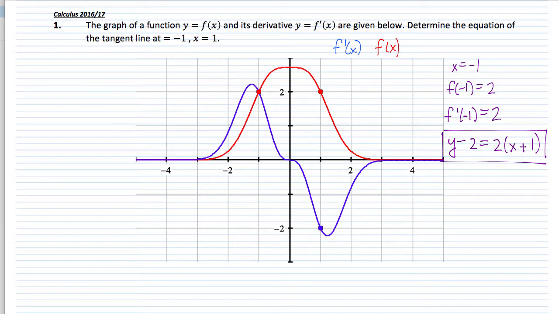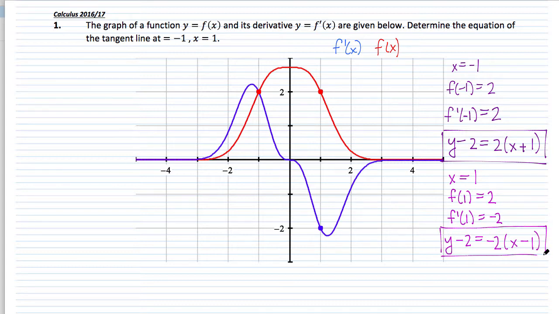Now for x equals +1, we need, again, the value of the function at x equals 1. So we go and look at our red function, and the value of the function there is 2. Then we look for our derivative at 1, and we go to our blue function, which is our derivative, and that is -2. And so now we construct our equation in point-slope form. We have y minus our y value, which is 2, equals our slope, which is -2, times x minus our x value, which is 1, and that is our equation for the tangent line at that coordinate.